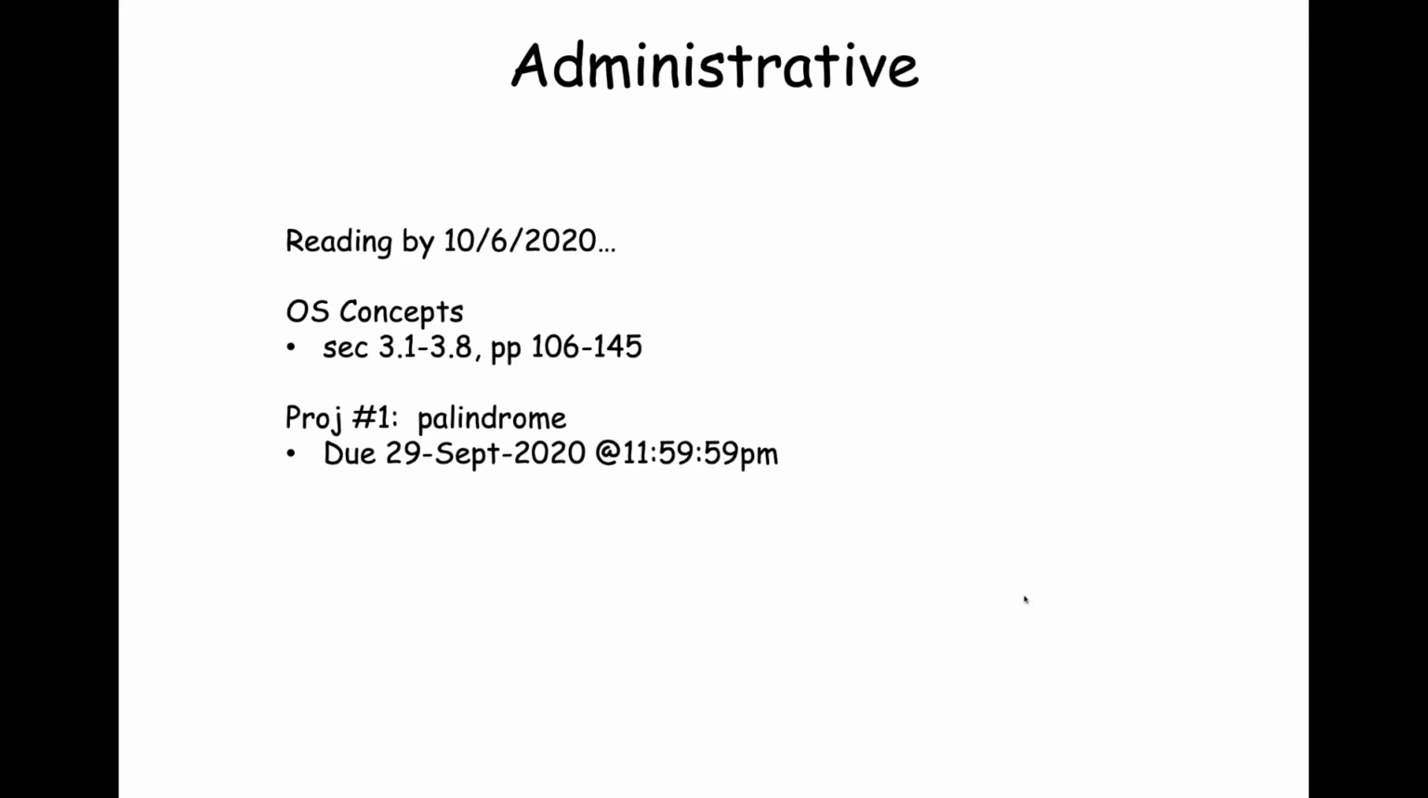Of course, the reading has changed by October 6th. Pages 106 to 145 with the section 3.1 through 3.8 in the OS concepts text, due on the 29th of September at the usual 1 second before midnight. Project number 1 on palindromes.